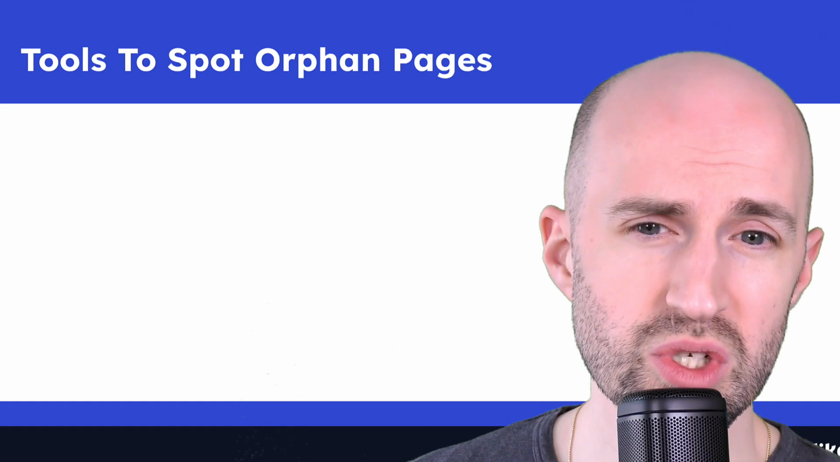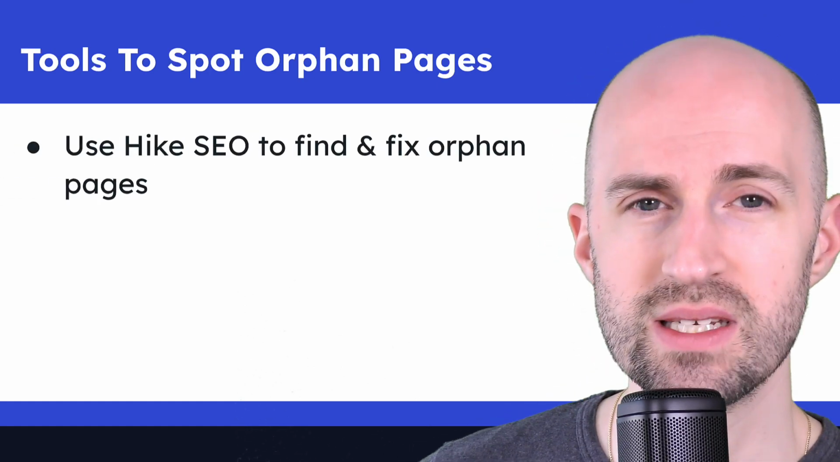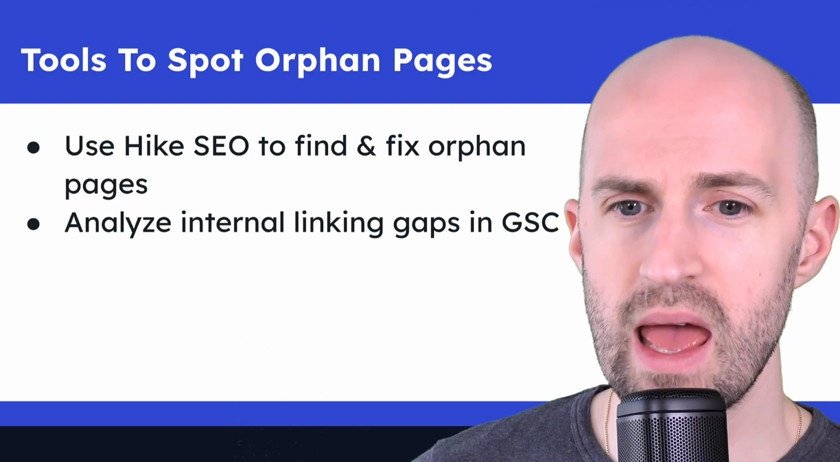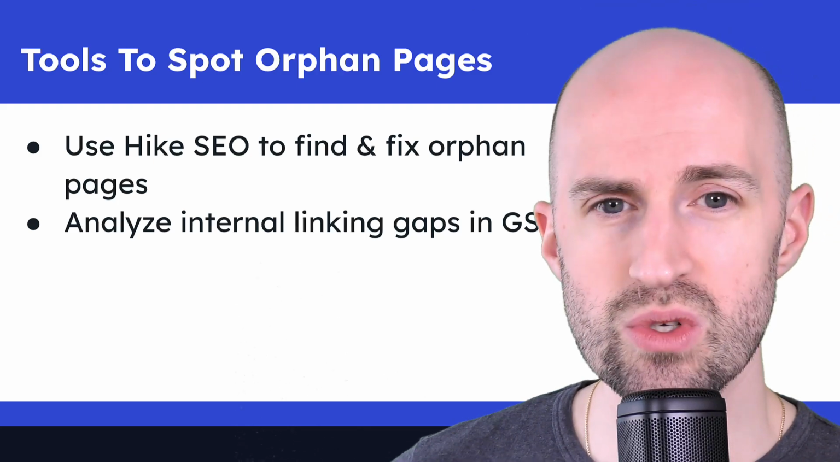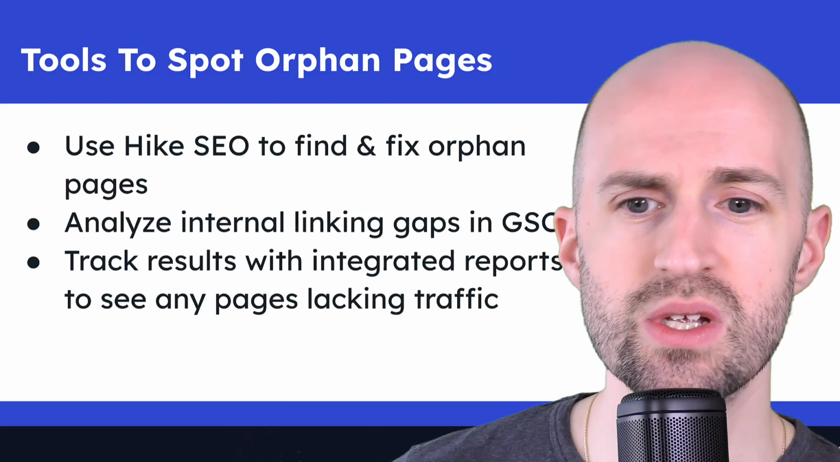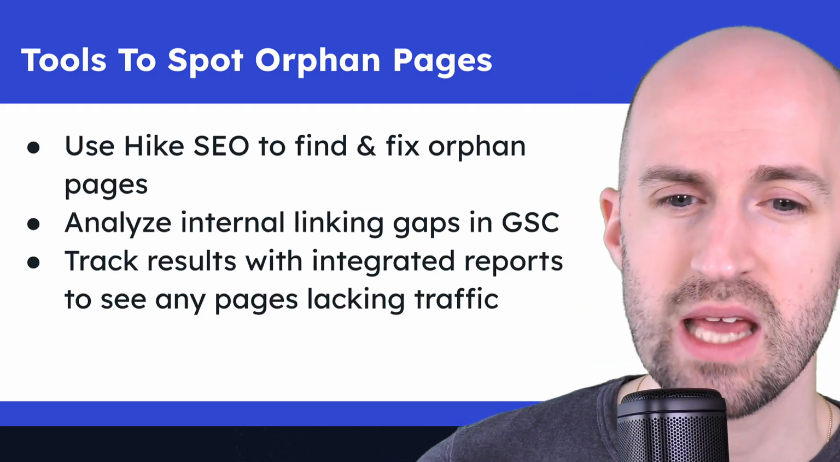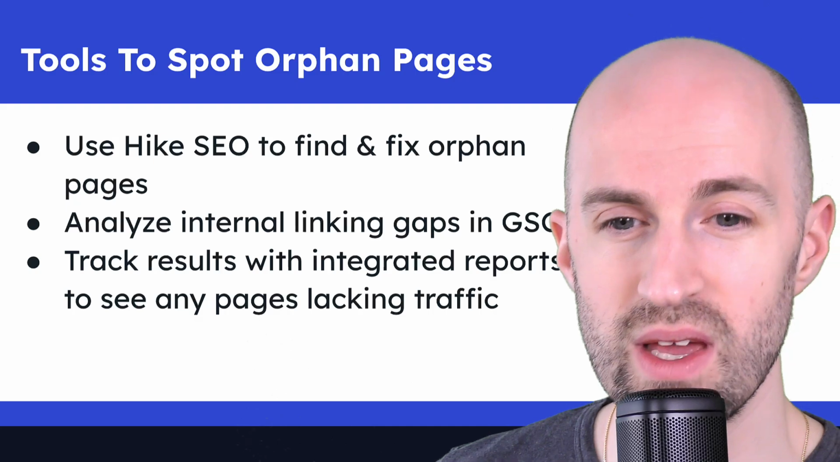So what are some tools to spot orphan pages? Well, you can use Hike SEO to find and fix these. You can analyze internal linking gaps in Google Search Console, and you can track results with integrated reports using Google Analytics or Hike SEO to see any pages that lack traffic.